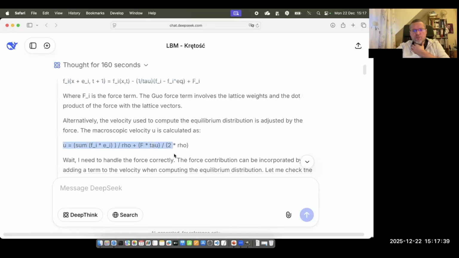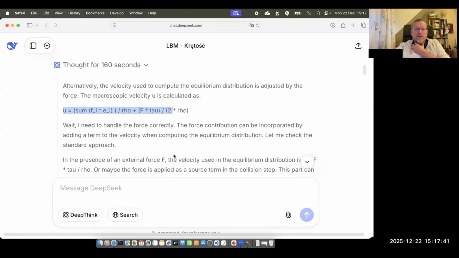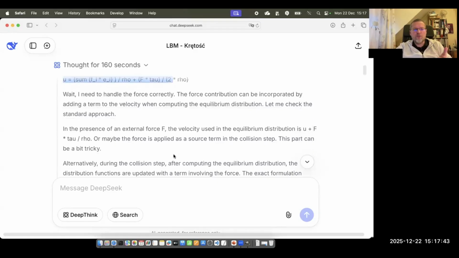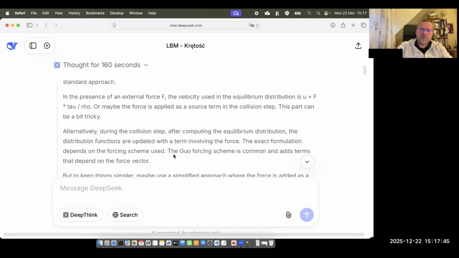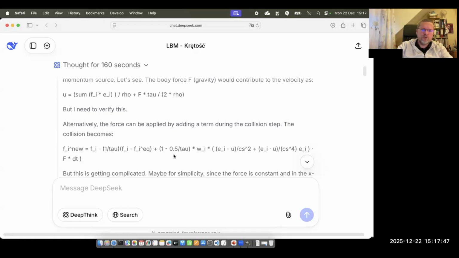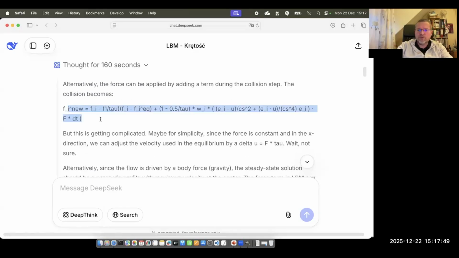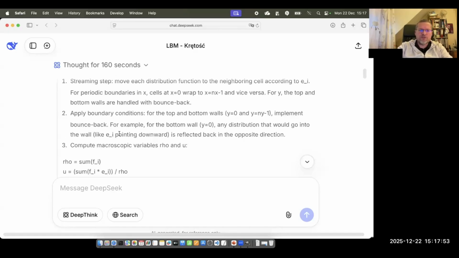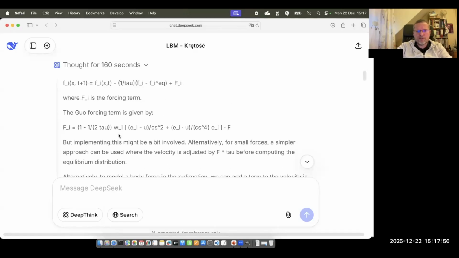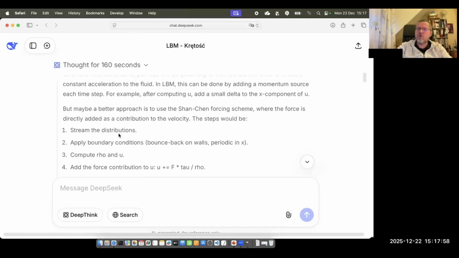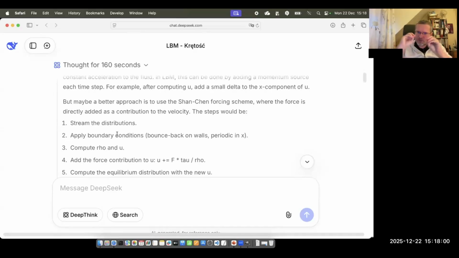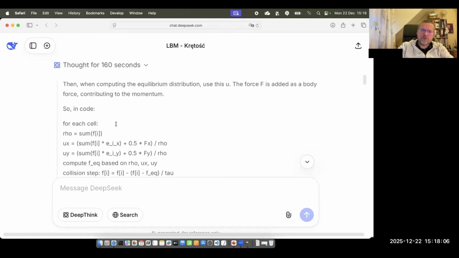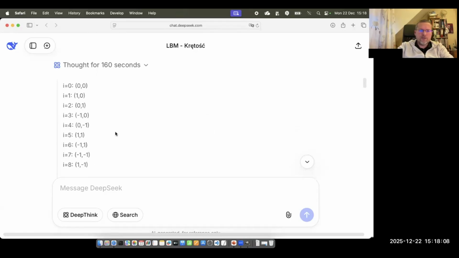Here are the macroscopic values of velocity that are calculated from the distribution function. There is the equilibrium distribution function from the Maxwell distribution, and so on and so on. If you go through this, you will basically read it like a book, but the book is a little bit guided by our prompt. So it is filling these gaps that we didn't put, and so on and so on.